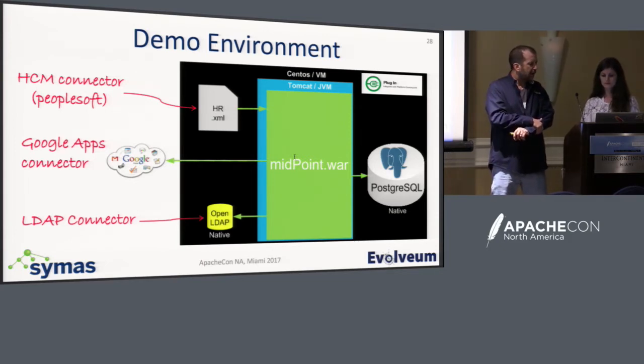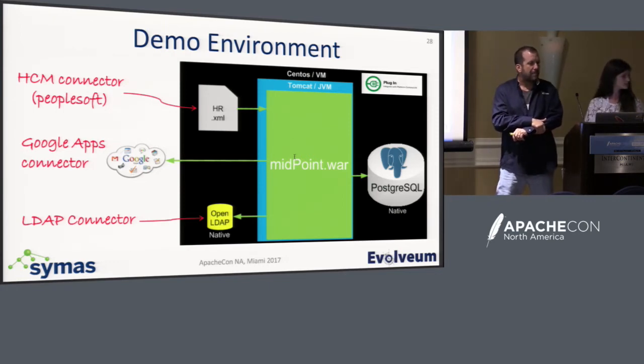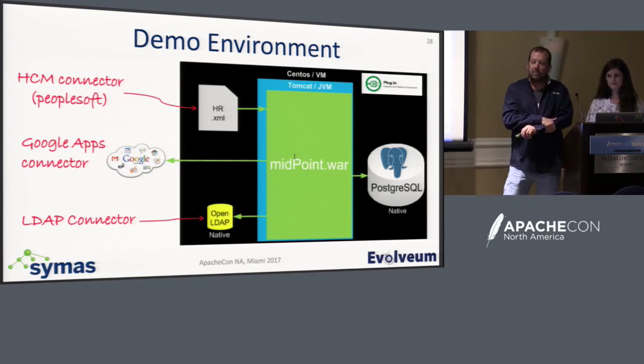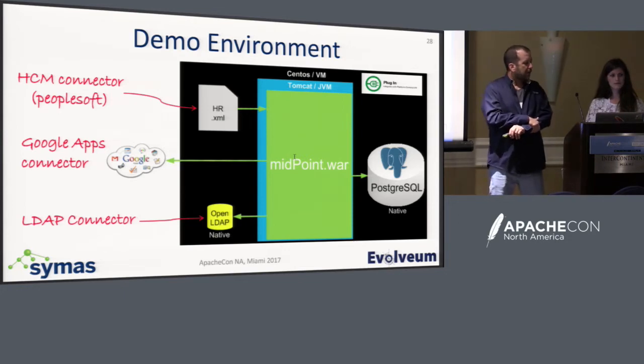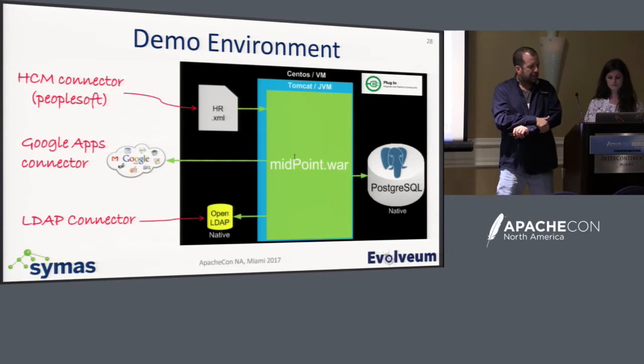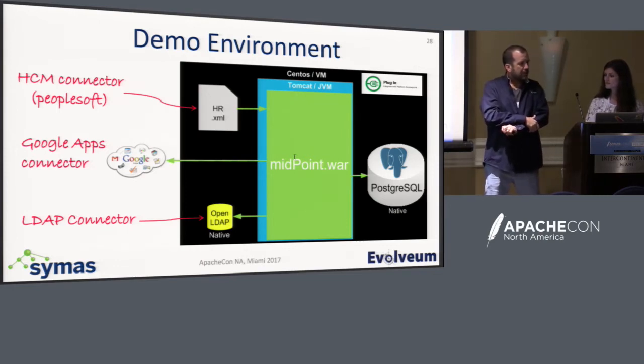And then you can see off to the left, we've got three resources that are being managed. The two on the bottom, at the very bottom, we've got OpenLDAP, which is running natively on that machine, and that's simulating, say, an Active Directory. And then in the middle, on the left, you've got Google Apps, so we've got the Google Apps connector. In this demo environment, we're going to be creating and deleting accounts inside of the cloud with the Google Apps connector. And then finally, on the top, we've got the inbound resource, which is a PeopleSoft human resource system. We're using the Oracle Human Capital Management connector that's in Midpoint.